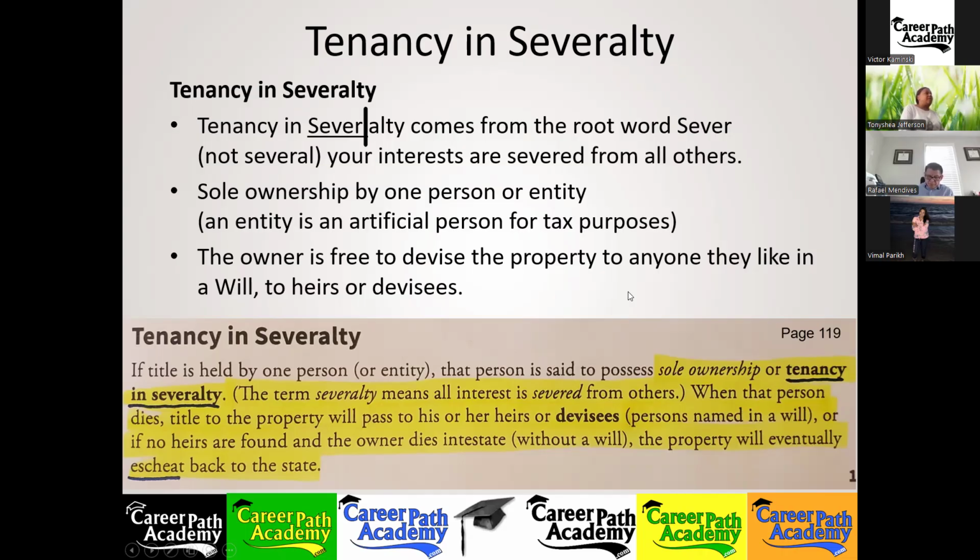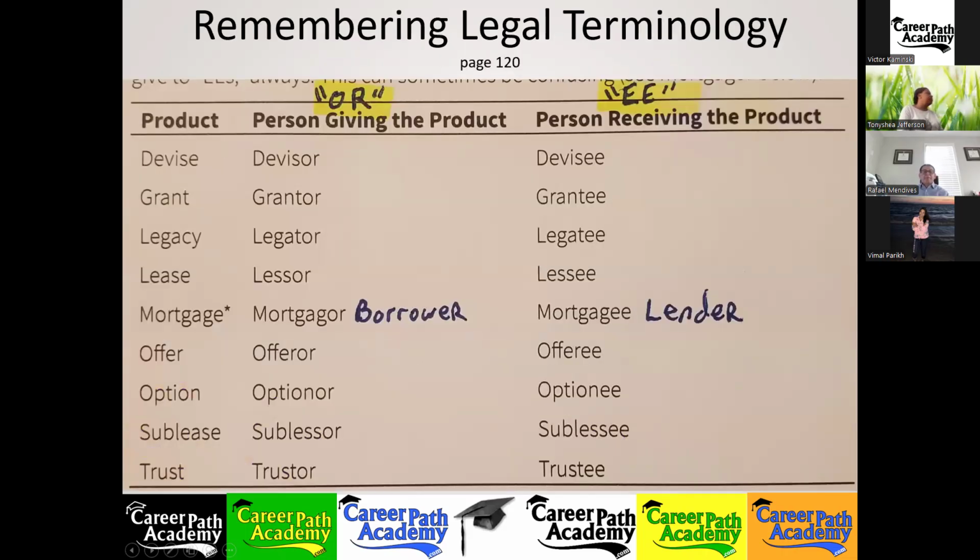And then we have the chart to remember legal terminology. So above the word giving on page 120, write in capital letters OR, and then above the word receiving, write EE. So if you know what any of these root words are here, when they end in OR, that's the person that's giving whatever the root word is or whatever the product is, and the one that ends in EE is the one that's receiving whatever it is.